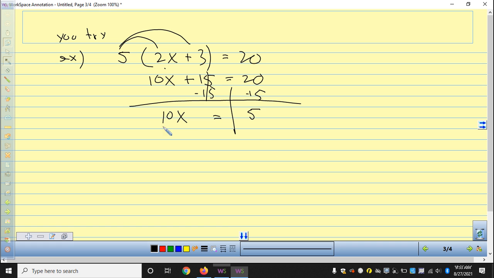Now I've got to get rid of this 10. So we divide. Those go away, and I get x equals 5 over 10. If we reduce this fraction, I can divide everything by 5, which is 1/2, or 0.5 if you plugged it in your calculator. Do you get a mark if you reduce the fraction? No, I'm not going to be super picky about that.